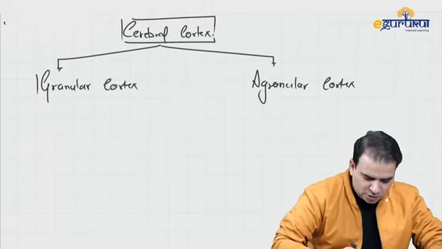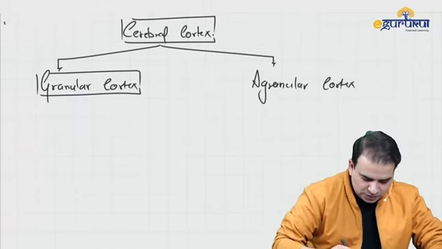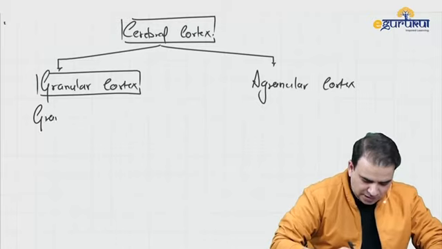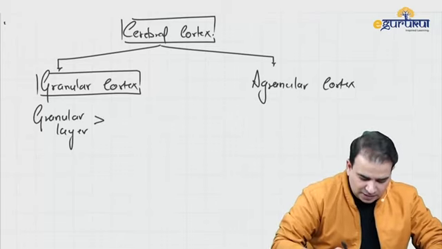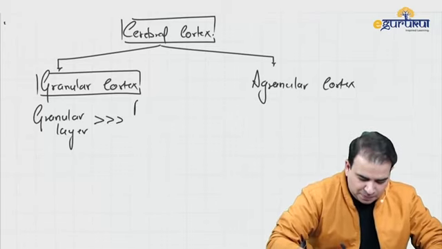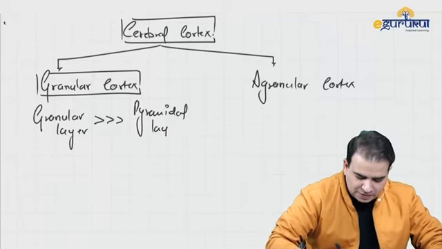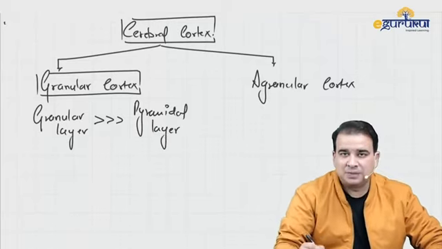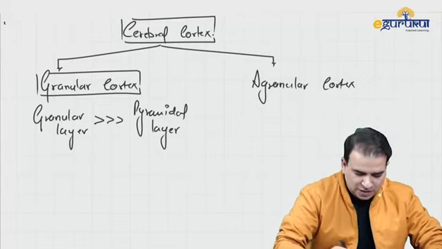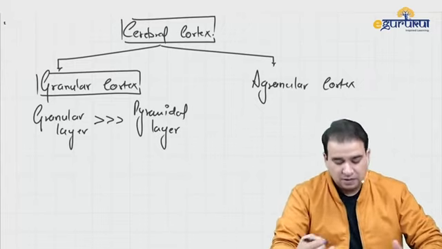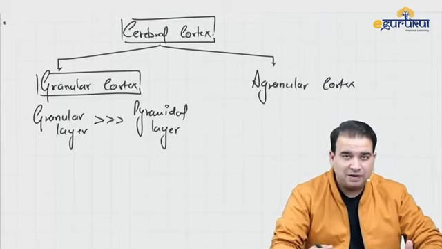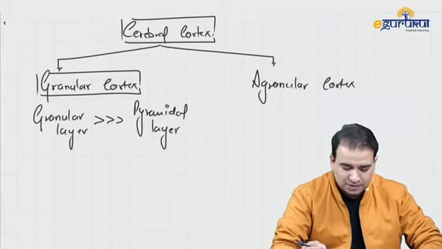Well, when you say granular cortex, it tells you that the granular layer, the layer with these stellate cells or granule cells, is way more developed than the pyramidal layer. The pyramidal layer has the pyramidal cells, those pyramidal shaped cells which are motor cells. So granular layer is better developed than, in fact way better developed than, the pyramidal layer. We call it granular cortex.